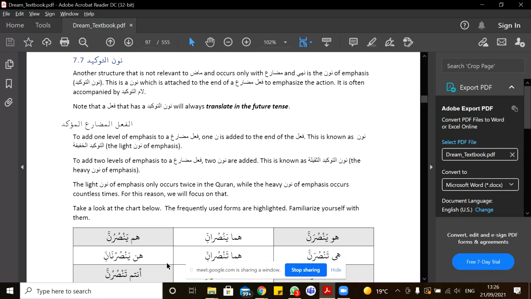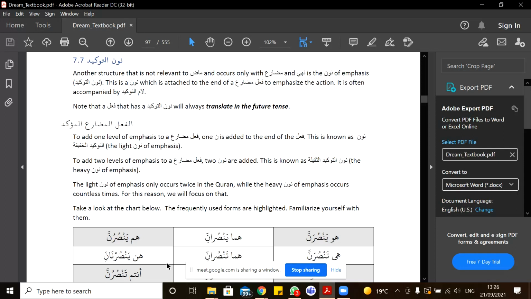Sometimes we add one level of emphasis, sometimes two levels of emphasis. Sometimes in the Quran, Allah Ta'ala tries to make it absolutely clear to somebody, putting absolute emphasis on it. And how would you know the intensity, like 1 degree, 2 degrees, 3 degrees? With one noon of emphasis, it's the first degree of emphasis. But sometimes you have two levels of emphasis and two noons are added, right?